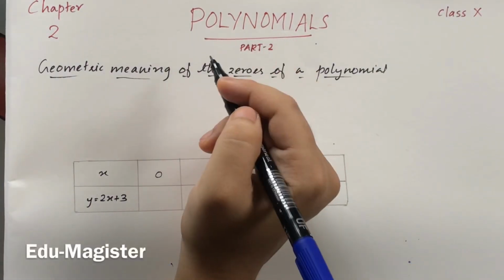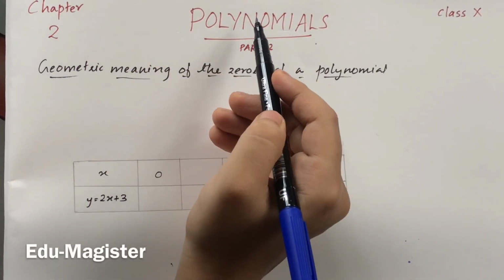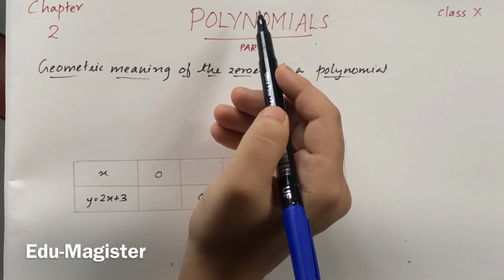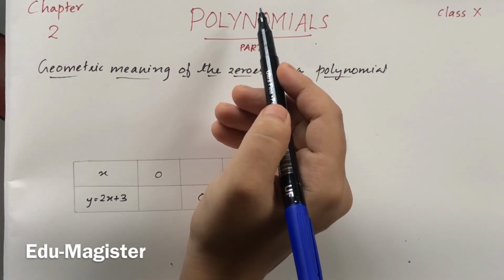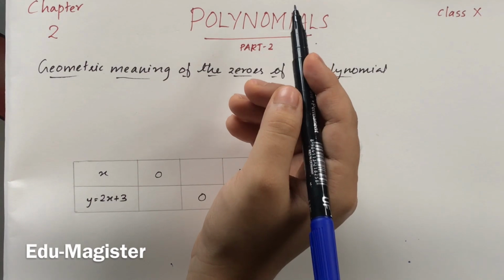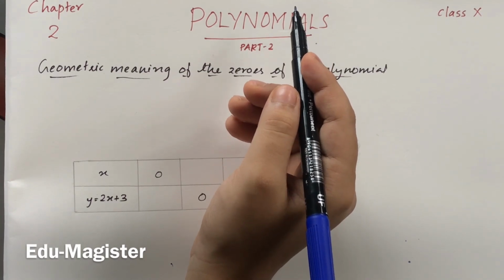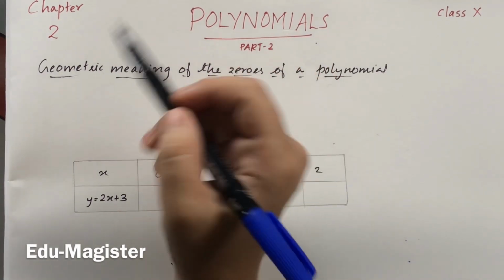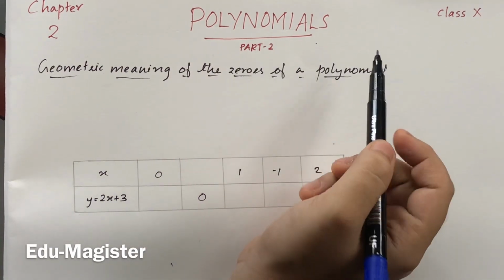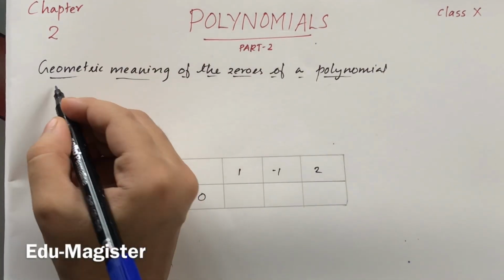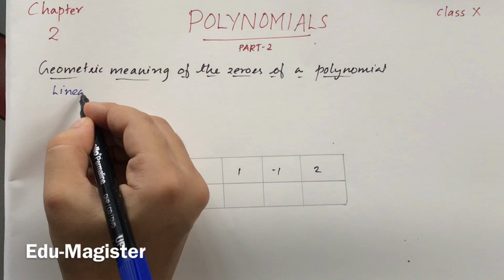Hello and welcome to part 2 video of chapter 2, polynomials. In the previous video we have discussed how to find the zero of a linear polynomial. But why is it important to learn about zeros? To understand that, let's look at the geometric meaning of the zero of a polynomial. First, for linear polynomials.